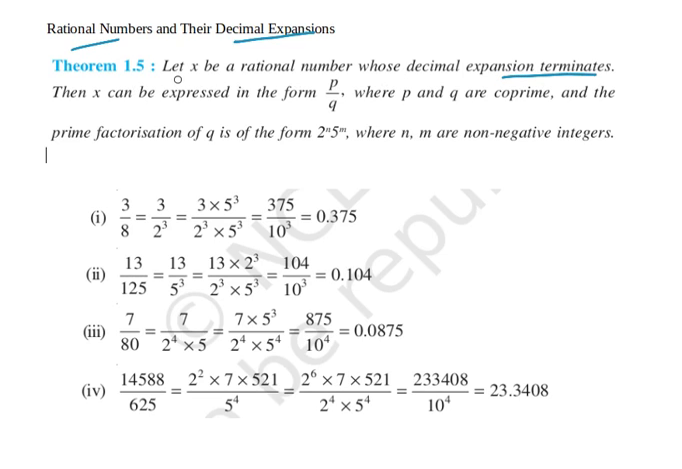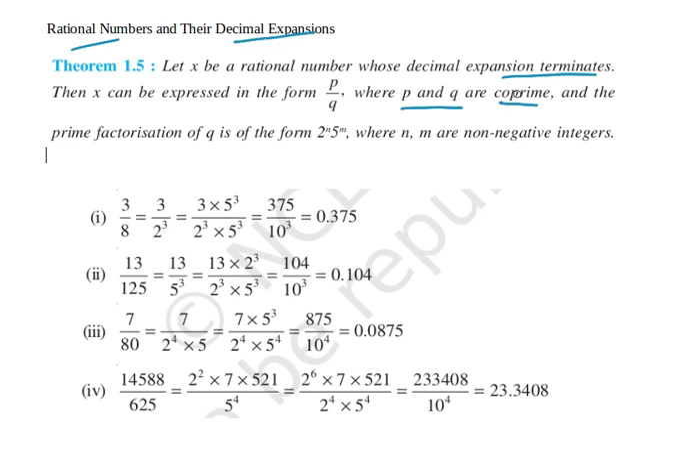So, let x be a rational number. That x can be written in the form p by q, where p and q are integers and they are co-prime. They don't have any common factor other than 1. And q is not equal to 0. A rational number is of the form p by q, p and q are integers, q not equal to 0. P and q should not have any common factor; that is what is called co-prime numbers.